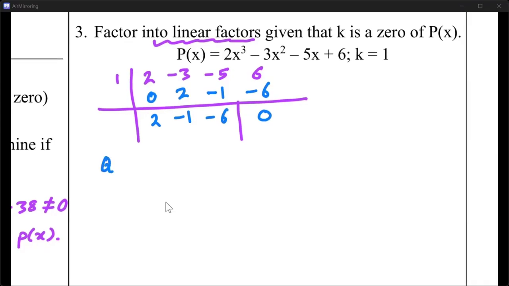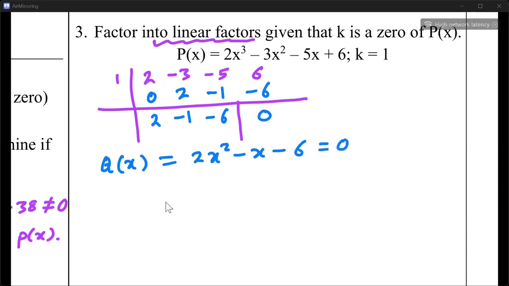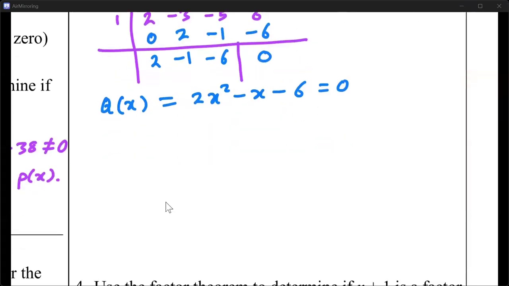We get the quotient function. Let me write it as q of x as 2x squared minus x minus 6, which should give you the other two zeros, right? Set it equal to 0. Now, you have two choices. Either factor it or use the quadratic formula.